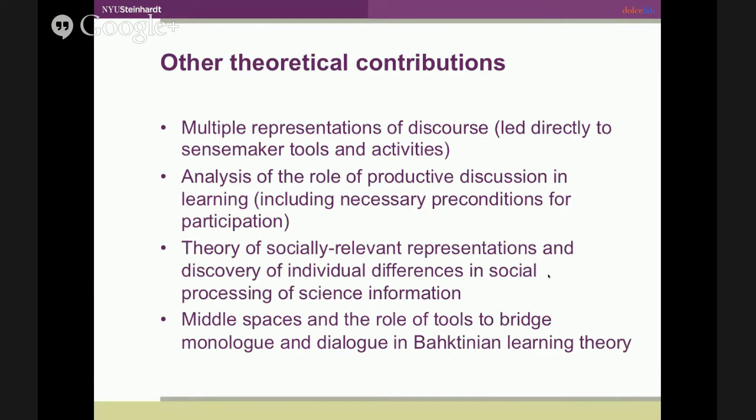One was trying to better understand socially relevant representations and how different people structure their digestion of these online discussions socially versus topically or intellectually. And then finally, some instantiations of the ways in which Bakhtin proposed that kids have to move from dialogue to monologue and back. And so Noel Ennedy and I wrote a paper about how we thought this might serve as a middle space where people could shift dialogues to monologues and monologues to dialogues.